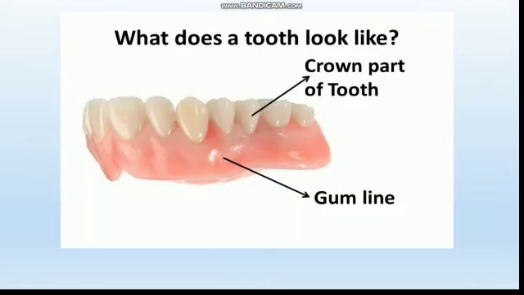What does a tooth look like? A tooth has a crown and a root. The crown is the part we see, whereas the root is the part inside the gums. Gums hold the teeth in their place.